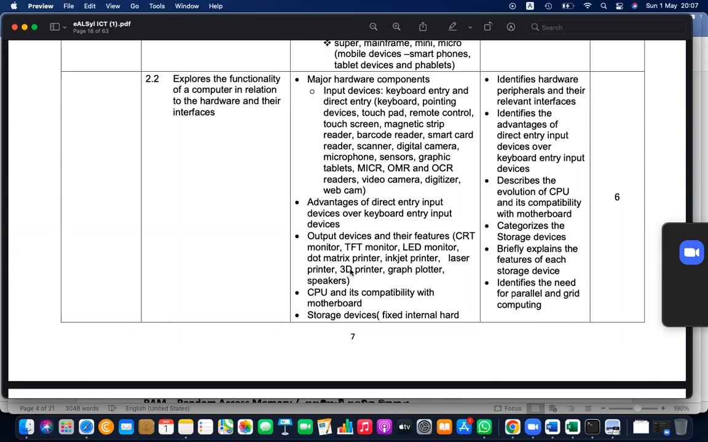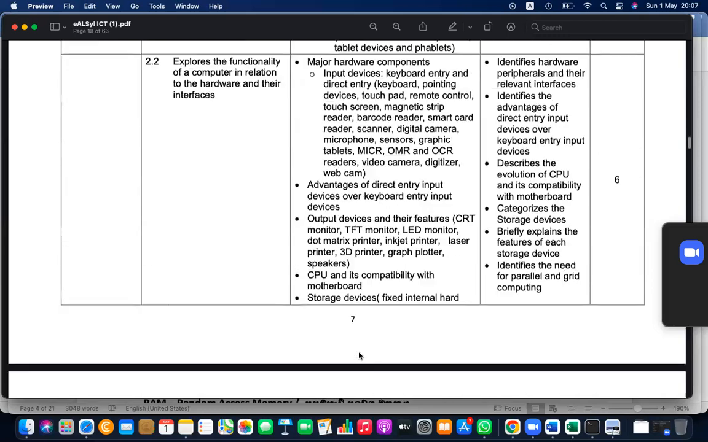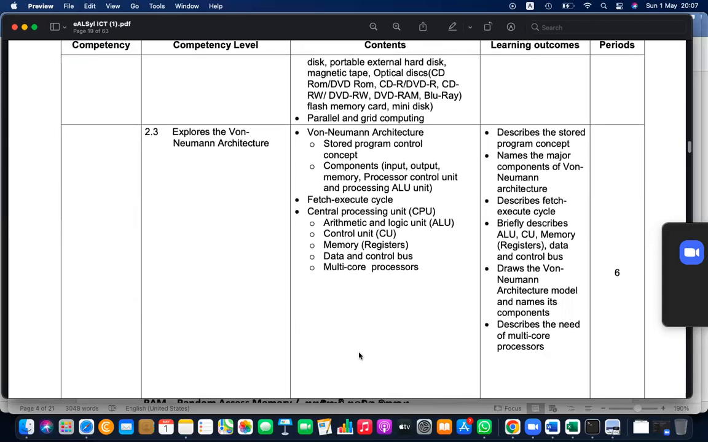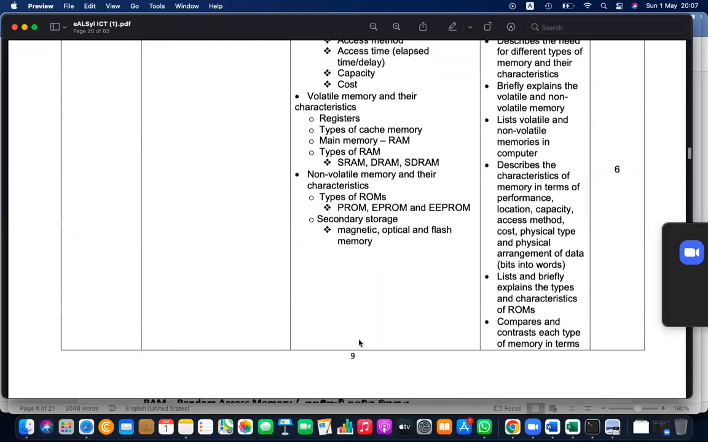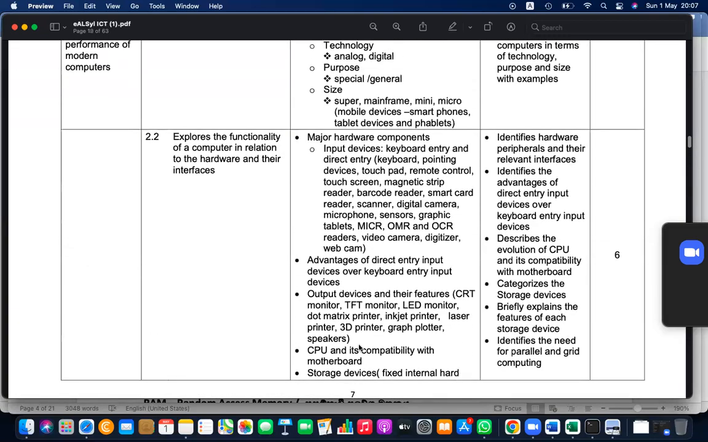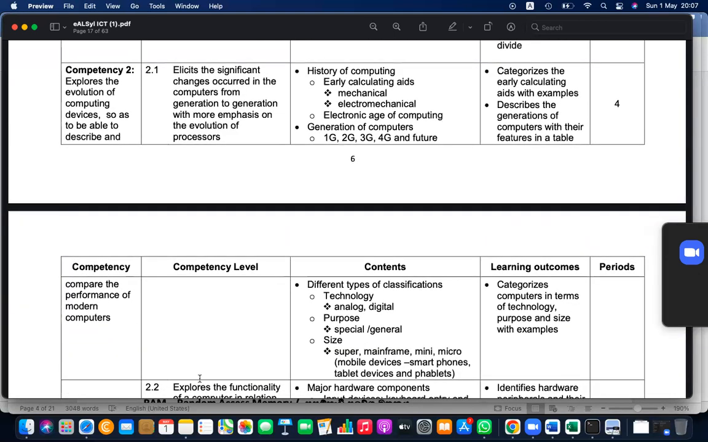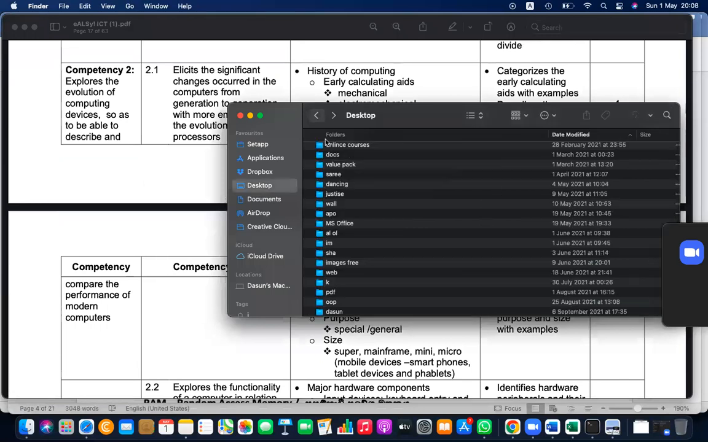Actually, from today's lesson, they will ask very simple questions, but from the fetch cycle and von Neumann architecture, which we will be learning next week, there will be more questions in the paper, right? Okay, so let's start. I'll give another note for this, related to the history of computing.